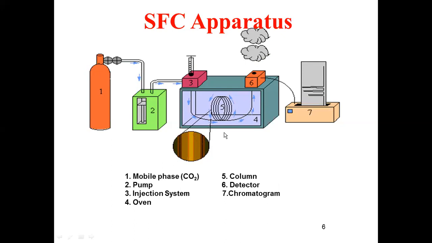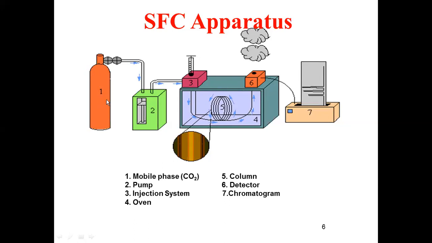Once the separation is over, all those separated solutes will reach the detector, and the detector will give a signal with respect to the analyte present in the sample, and at the end we will end up with a chromatogram. This chromatogram is used just like the chromatograms obtained from gas chromatography or high performance liquid chromatography, so that they can be utilized to identify the species and to quantify the species present in the sample. So this is about the schematic of the supercritical fluid chromatograph.